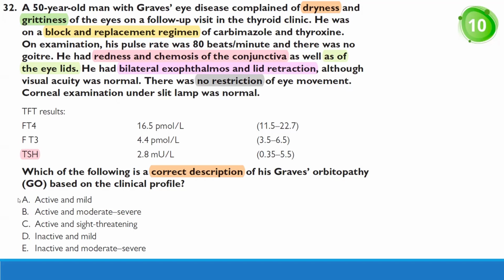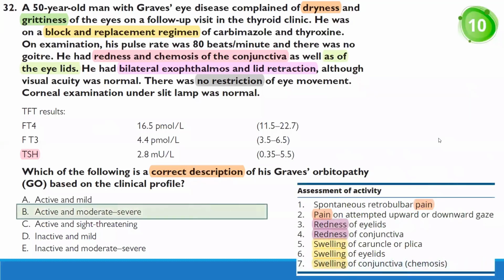So is it active and mild or active and moderate to severe? No restriction of eye movement. In the Atlas book, they choose active and moderate to severe. And active, as I mentioned, is assessed by pain, redness, and swelling. If there are three points from this, we call it active. So we have redness and chemosis. So redness of the eyelid and conjunctiva and swelling of the eyelid and conjunctiva make the clinical activity score 4. So this is active disease.